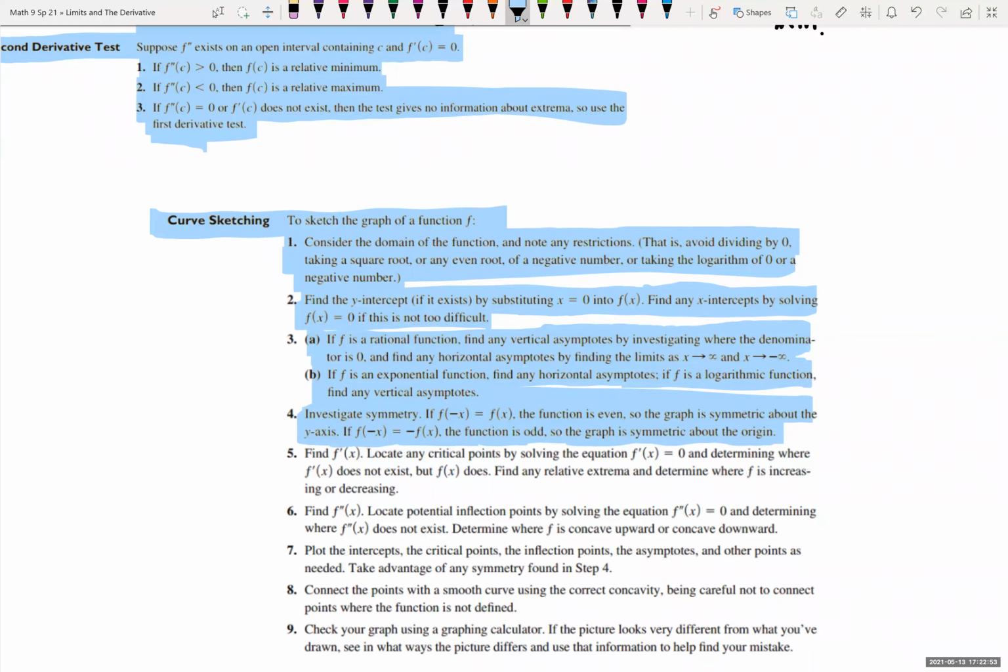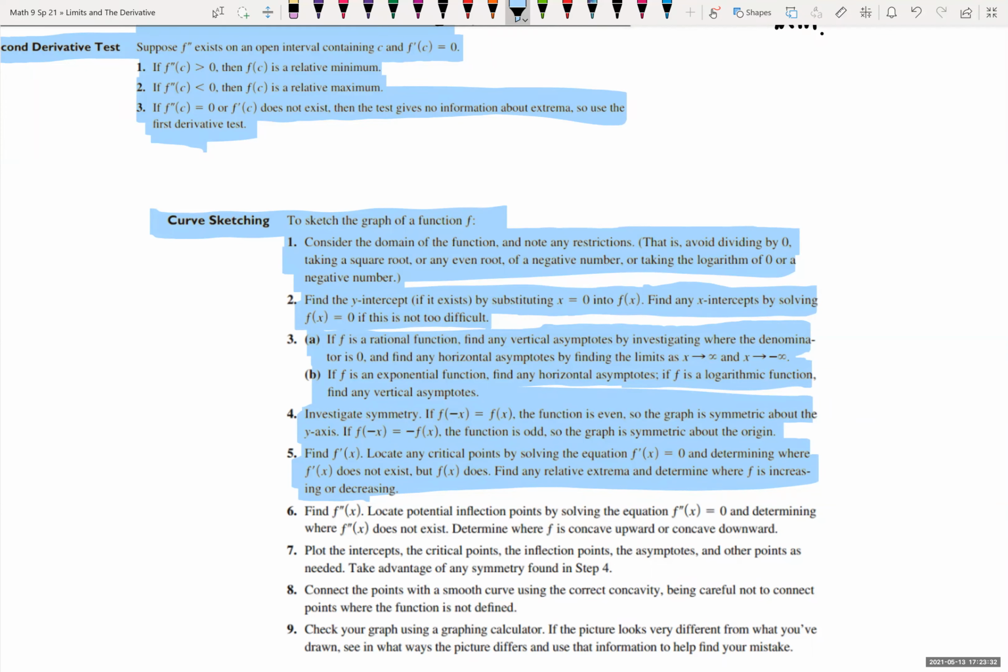Okay, so we just determined our domain. We looked to see if it was rational. If it was, we looked to see if it had vertical asymptotes or horizontal asymptotes. Then we're going to look at where our function is increasing and decreasing. We can do that by finding the first derivative and locating our critical points, solving when our derivative is equal to 0, and determining where f prime of x does not exist but our original function does. So find any relative extrema from where it's increasing or decreasing.